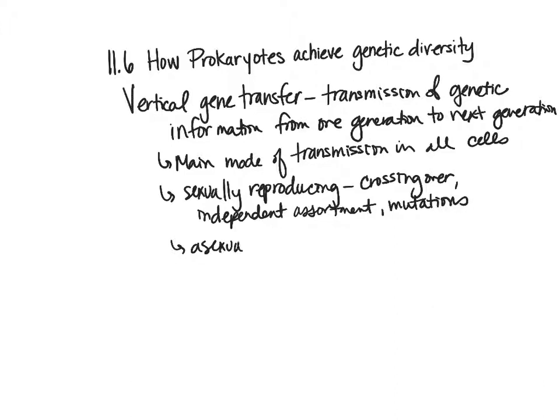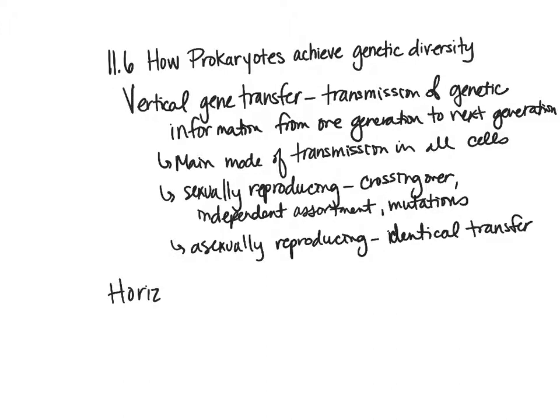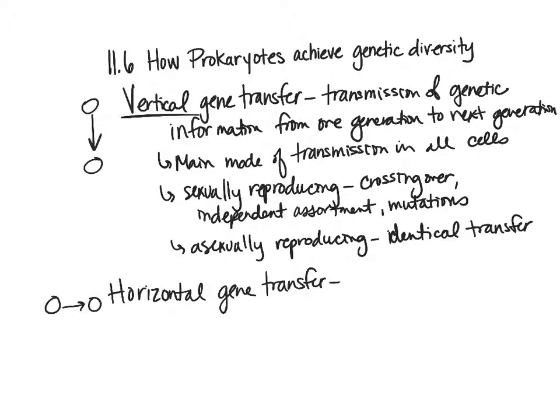Within asexually reproducing organisms, we said that this is an identical gene transfer. So we're not getting that genetic diversity. How we are getting genetic diversity in prokaryotes is through horizontal gene transfer. And so this is when we have genetic information from one organism going to another organism within the same generation. So vertical, being up and down, is going from one generation to the next generation. Horizontal is from one cell going to the other cell within the same generation. There's no going down. So this is how we allow for genetic diversity in prokaryotes, and we're going to take a closer look at that.